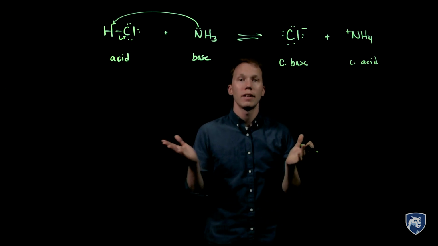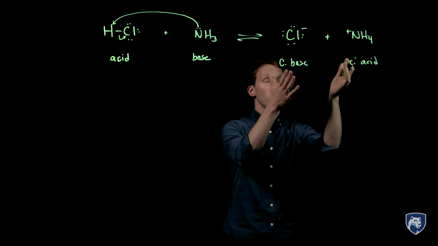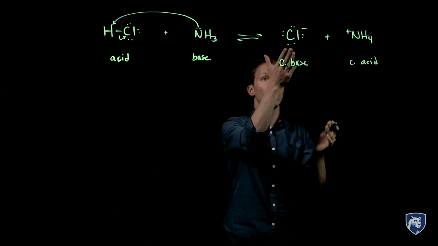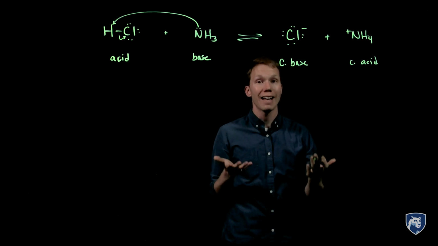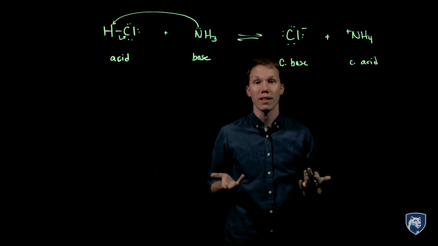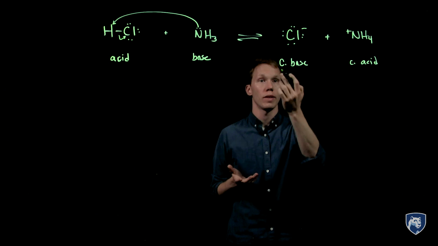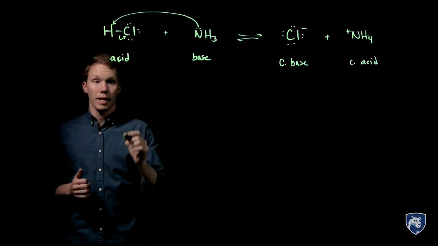And if you have trouble remembering that, then just look at these. Which can function as a base, which can function as an acid? Chloride doesn't have any protons anymore, so it has to be the base. And then nitrogen with 4 hydrogens doesn't have any lone pairs, so it has to be the acid. So they are the conjugate base and the conjugate acid here. Now let's look at another example.